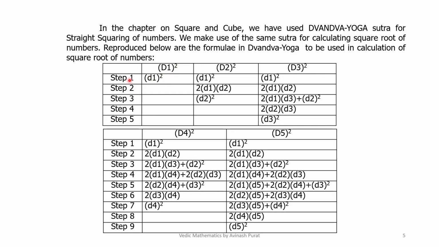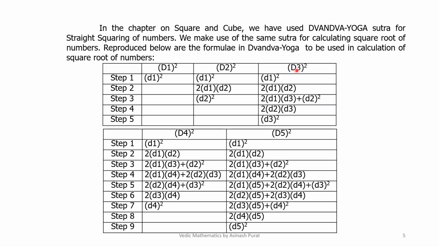D1 square: step 1 is D1 square. The 1 denotes the number of digits. D2 square, that is 2 digits: step 1 is D1 square, step 2 is 2 into D1 into D2, and step 3 is D2 square.